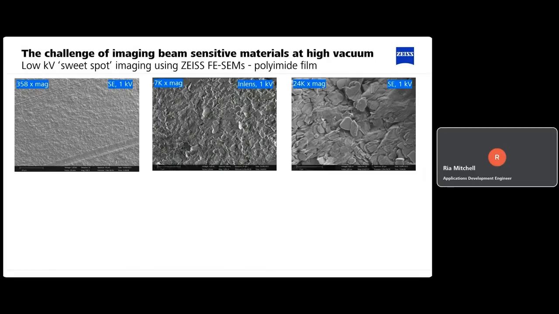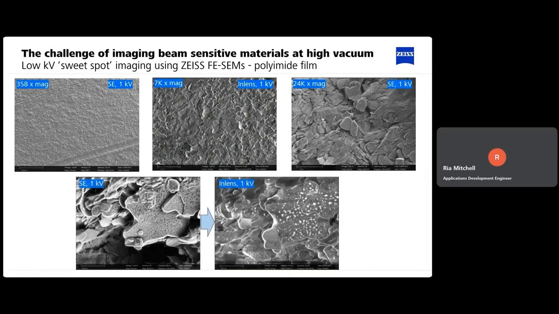The low resolution image on the left shows the surface, quite a nondescript surface, which shows a series of scratches on the surface, which potentially means that this particular example isn't good enough to be used in an assortment of insulating applications. When we start to zoom in and really interrogate that surface at higher magnification, we notice a series of different flake-like features. So this just shows that at various different magnifications, we're able to get images of polyimide film even at high vacuum and at 1 kV using our FE-SEMs.